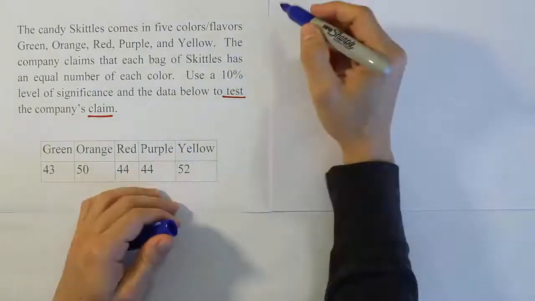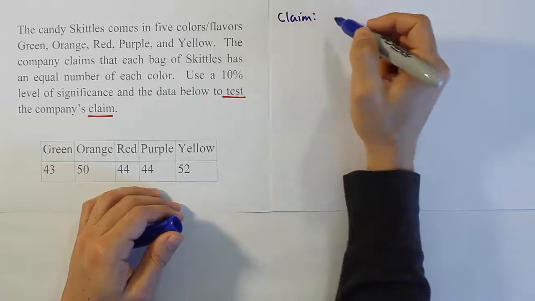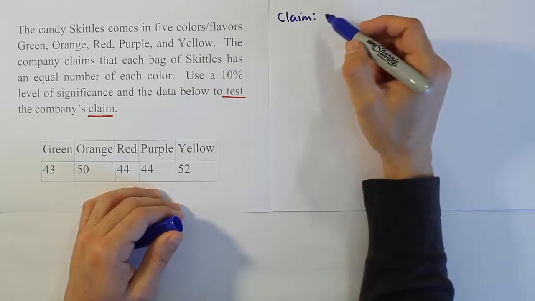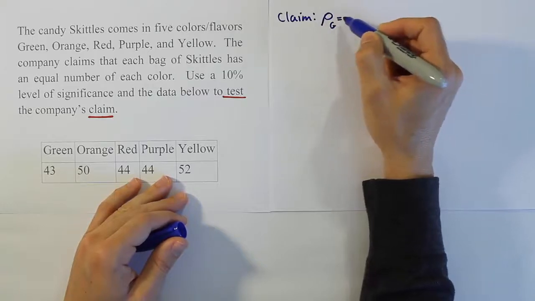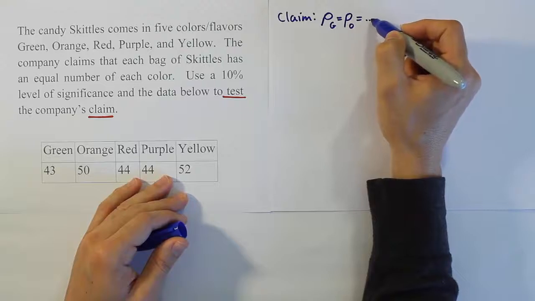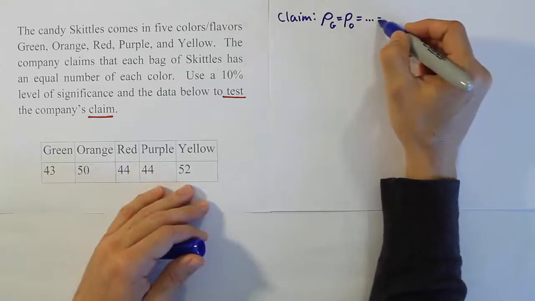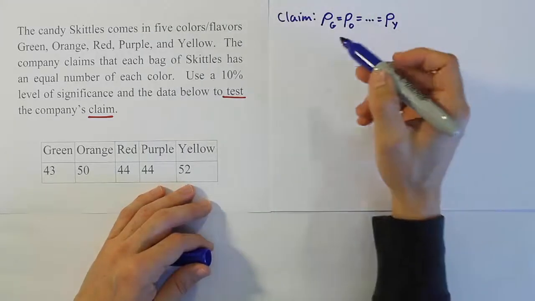So let's talk about the claim for the problem starting out. The claim is pretty straightforward. The company's claim is that they're all equal, right? So it means the proportion for green is equal to the proportion for orange, is equal to the proportion for red, purple is equal to the proportion of yellow. So they're all equal to one another. That's how I'm going to express the claim.